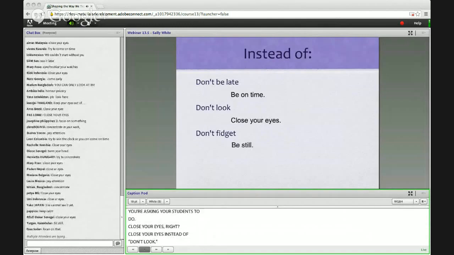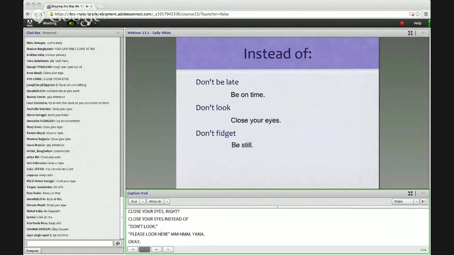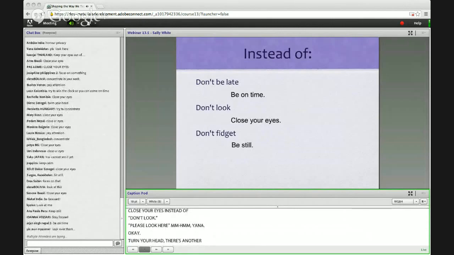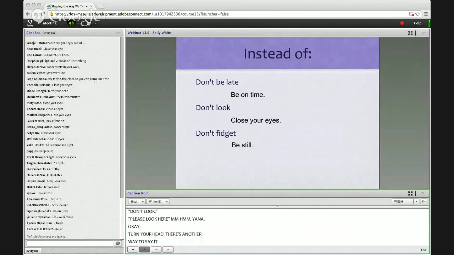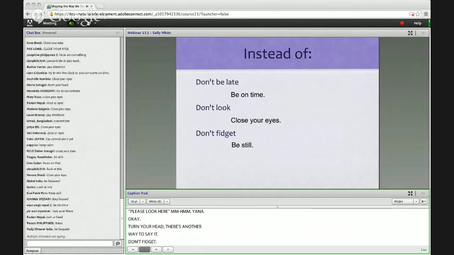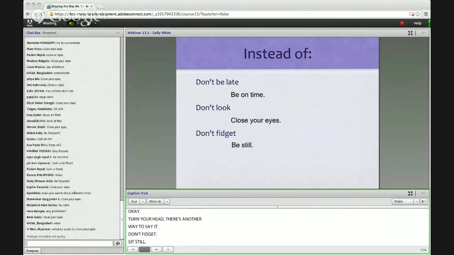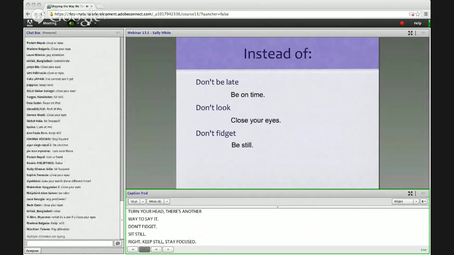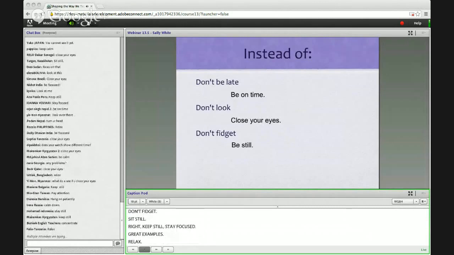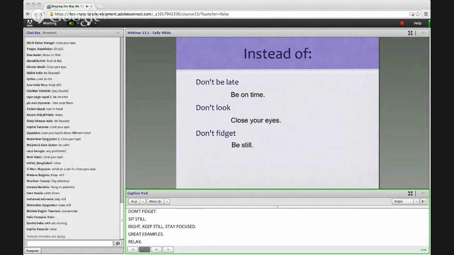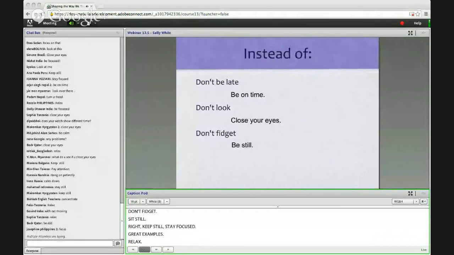All right, and then don't fidget. Sit still. Turgan. Right, keep still. Stay focused. Great examples. Relax. It's a nice reminder. Okay, great, nice contributions.